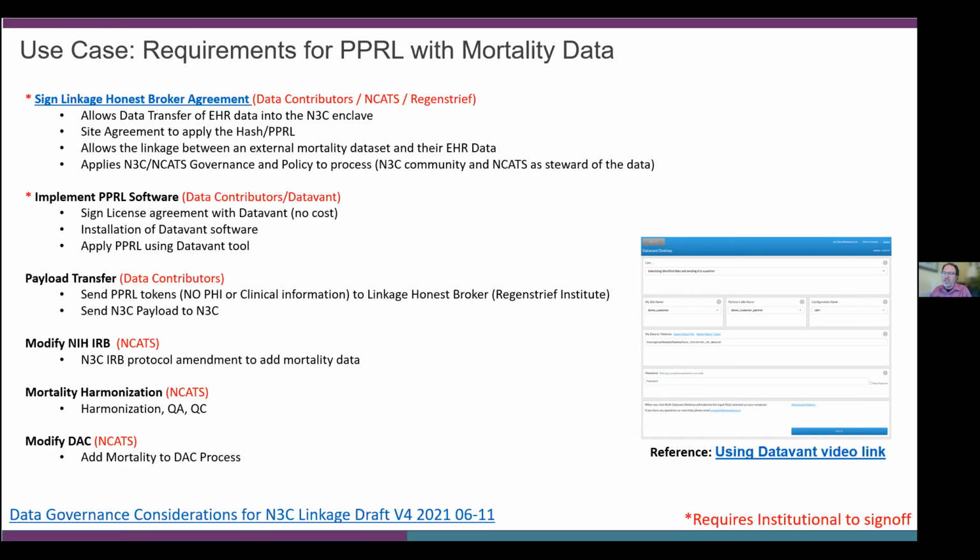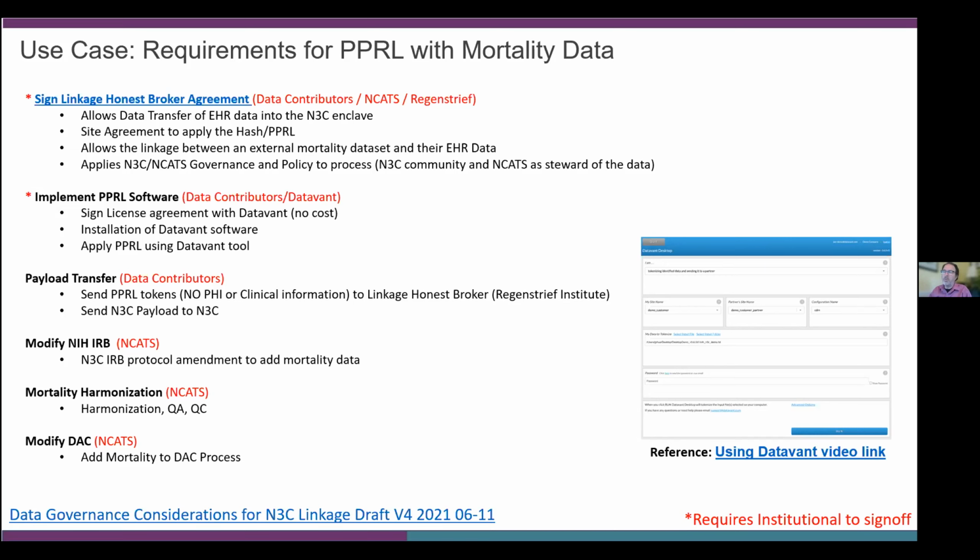You're going to be sending the PPRL number, again, no PHI, to the Honest Broker because they're the matching service. So you're basically going to continue what you do now, send the payload to N3C, to the secure FTP site. In addition, you will send a file with these hashes to Regan Stripe, the Honest Broker.